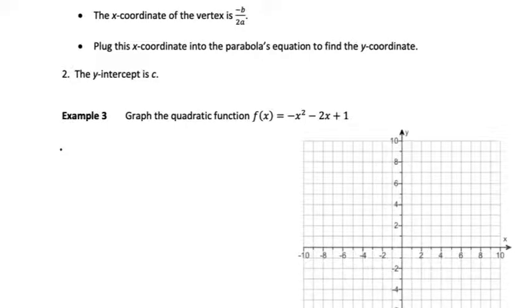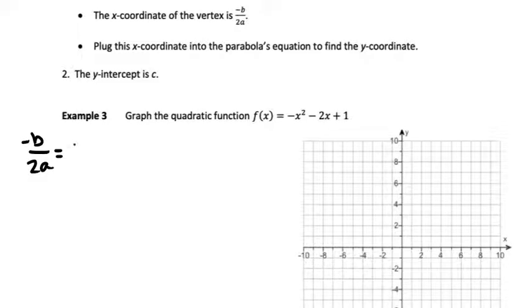It says to graph the quadratic function f of x equals negative x squared minus 2x plus 1. And so first we're going to calculate negative b over 2a to get the x-coordinate. Now, the book shows the negative sign kind of in front of the fraction. I find it easier to just put it on the b because when it's in front, it's kind of hard sometimes to know what to do with it. But if it's on the b, then it's just on the b.